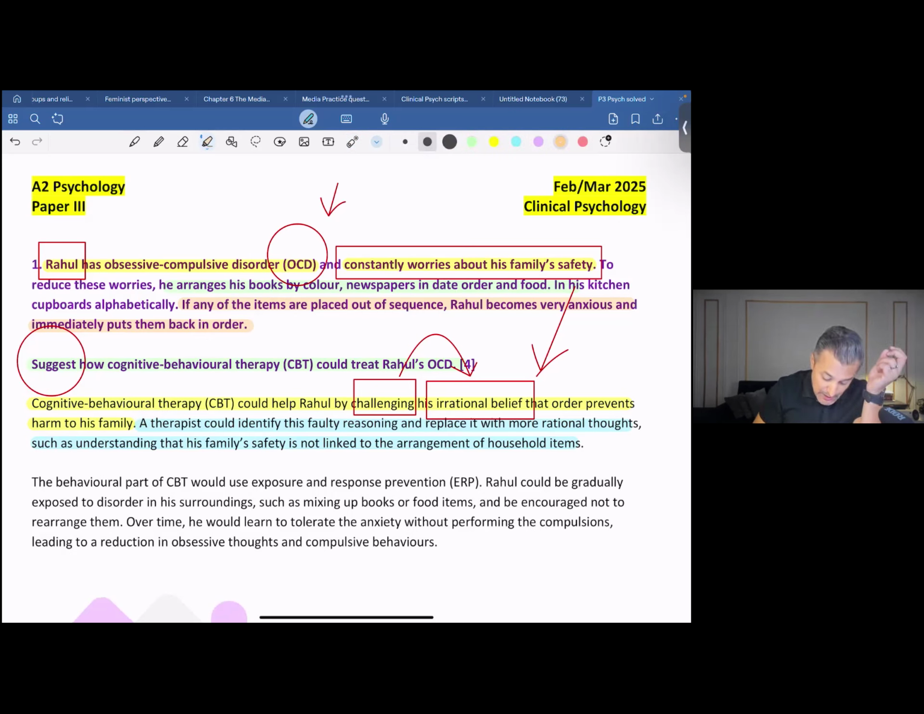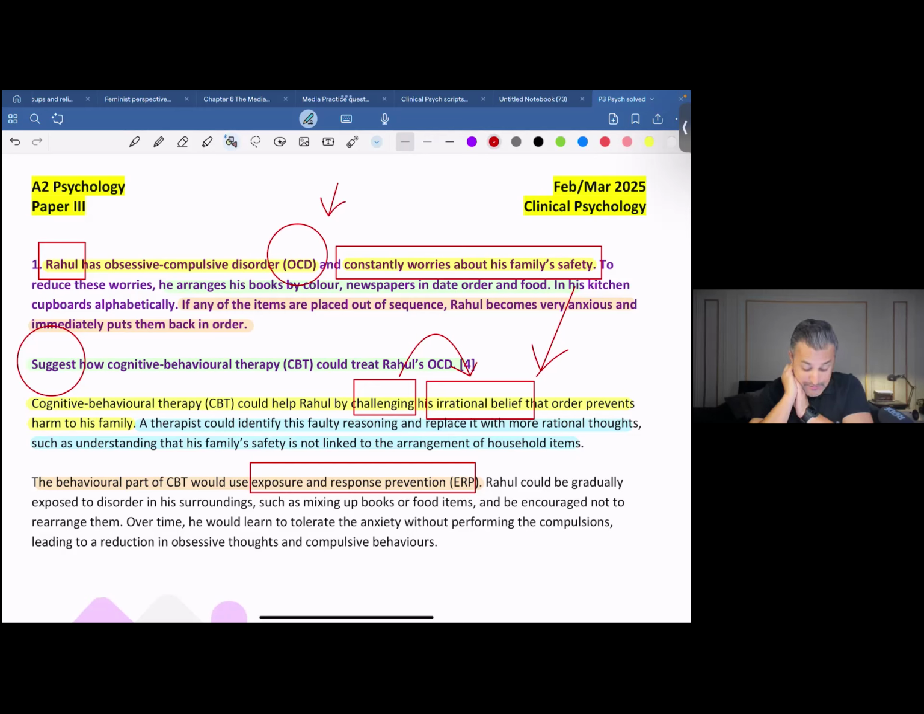The behavioral part of CBT would use exposure and response prevention. So if you have studied well, if you know your unit on obsessive compulsive disorders well, you know what this is. ERP, that is exposure and response prevention. If you have a look at the book, there's this example study to it as well.